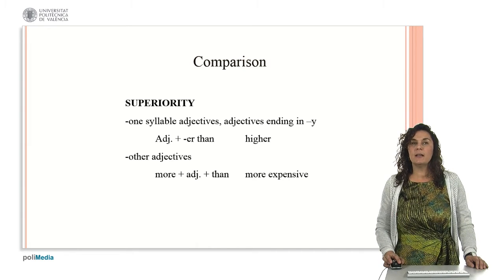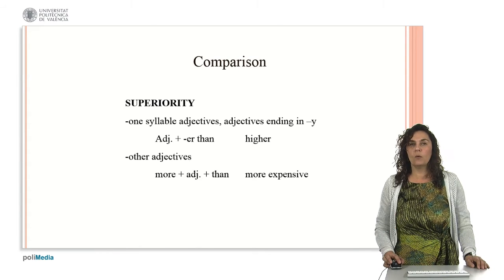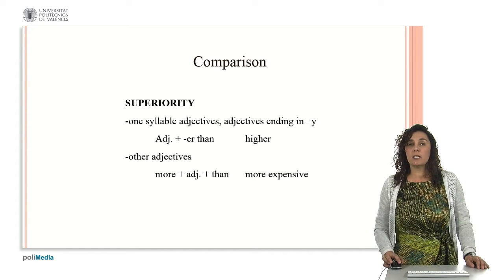Then if you have an adjective with more than one syllable, or if they don't end in y, we have to add more and then say the adjective plus than. For example, more expensive, and as before, than is optional. This is more expensive than the other one, or this is more expensive, and that's all, because it's in the context and then we can understand what we are talking about.